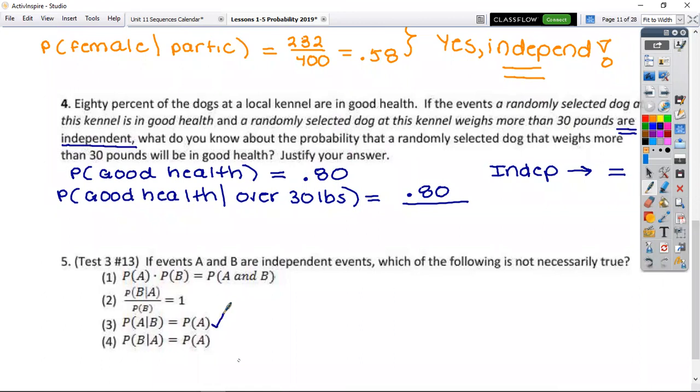And now look at choice 2. If I divide them, do I get 1? Yeah, 0.8 divided by 0.8 is 1. So this is true. This is true, but again, I'm going to give you more of that next week. So I know you don't have any way to determine that yet. So the only one that is wrong is choice 4 because they are flipped. So that is the only statement that is not necessarily true.